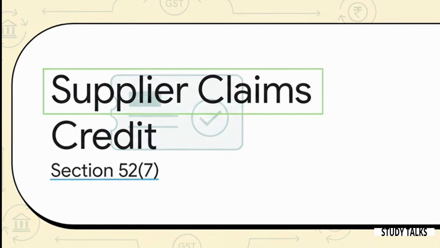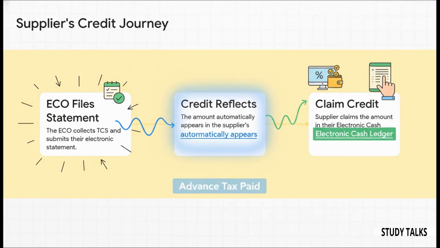So the ECO collects the tax and pays it to the government. But what about the supplier? Is this just an extra cost for them? Absolutely not. Section 52, subsection 7, gives us a mechanism for the supplier to get this exact amount back. The process is actually wonderfully simple and totally automated. As soon as the ECO files their monthly statement, GSTR 8, the TCS amount they collected on behalf of a supplier automatically shows up in that supplier's GST portal. The supplier can then claim that amount as a credit, and it gets added directly to their electronic cash ledger. They can then use that money to pay their future GST bills. It's basically like an advance tax that was paid for them.